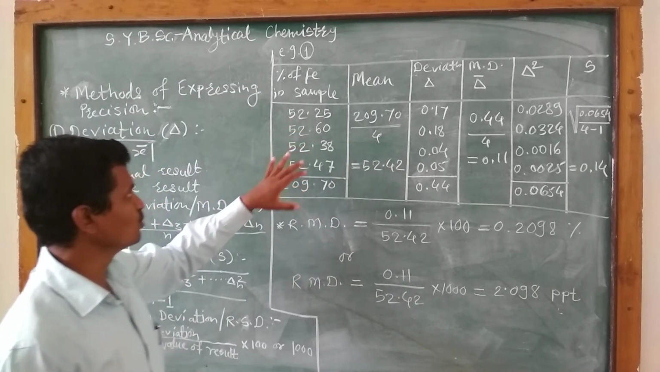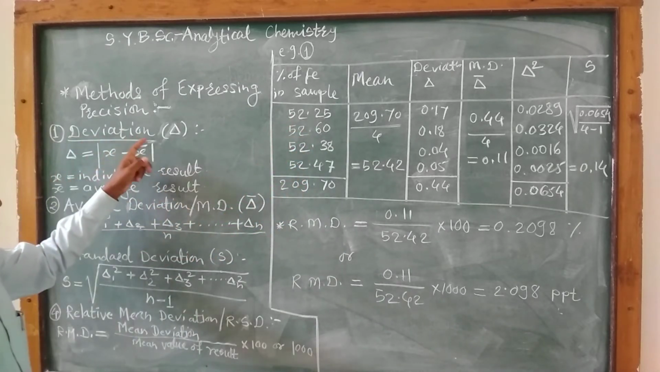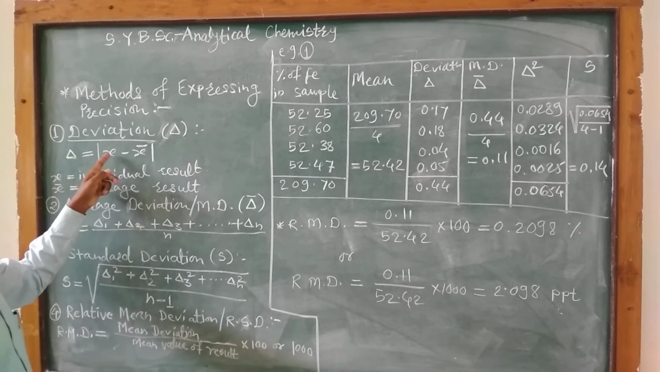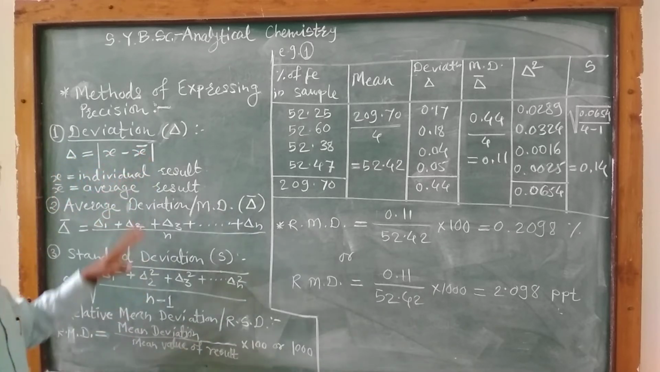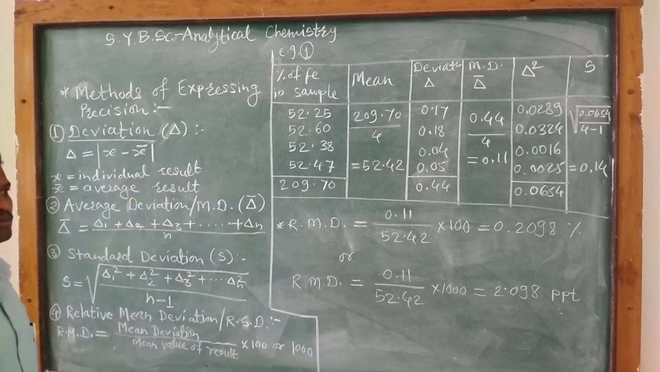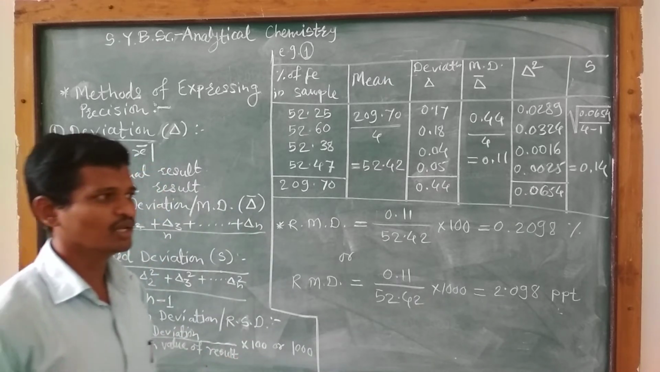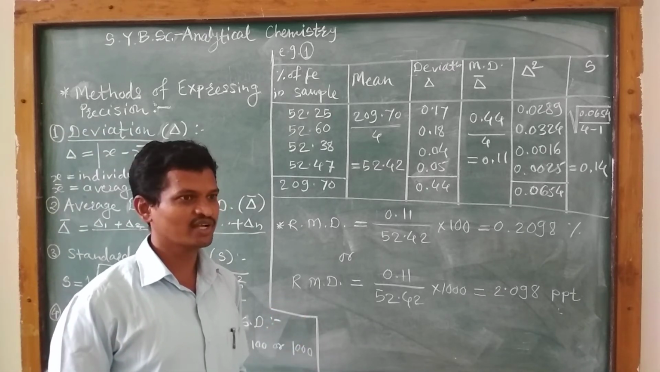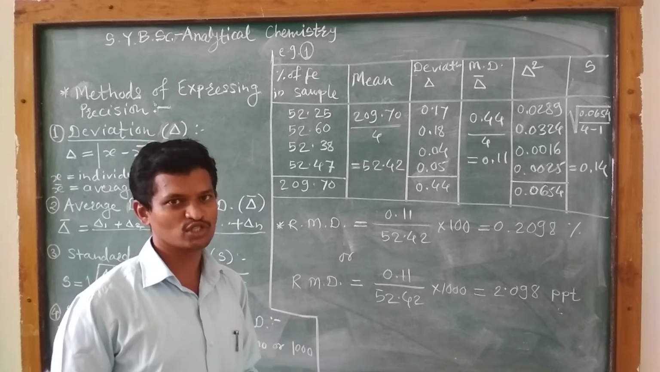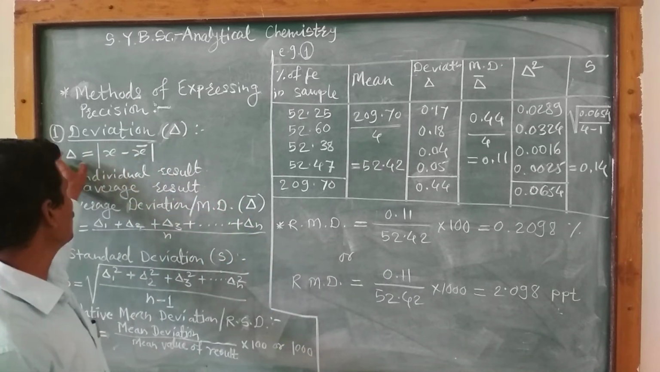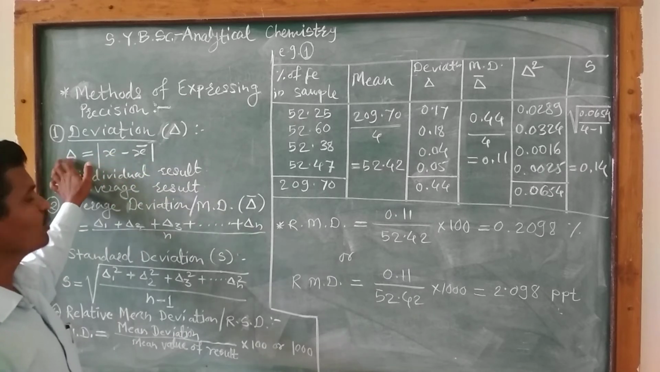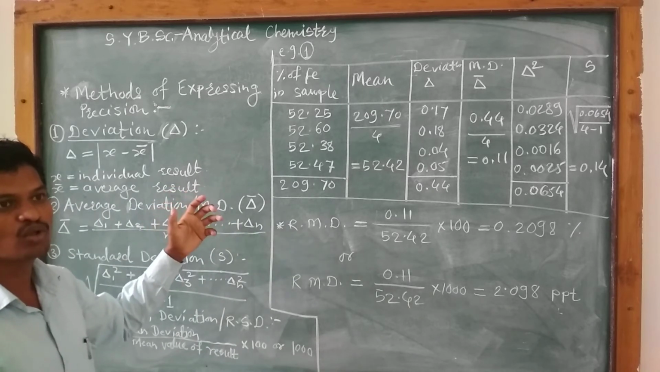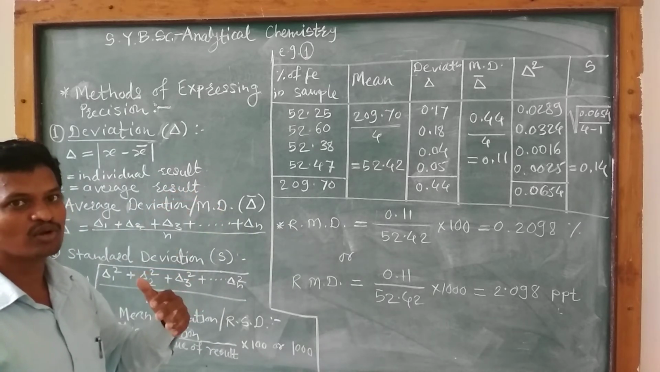First of all, what is the first deviation? We have to calculate the deviation. Deviation is equal to delta is equal to mod of x minus x bar. This is the formula. What is the meaning of mod? Mod means it has no sign. Whether our answer is positive or negative, it has no significance. We should take the answer in positive figures. This is the meaning of mod. To calculate the deviation, we need x bar. So what is x bar? The average value of the given data, which we have to calculate first.